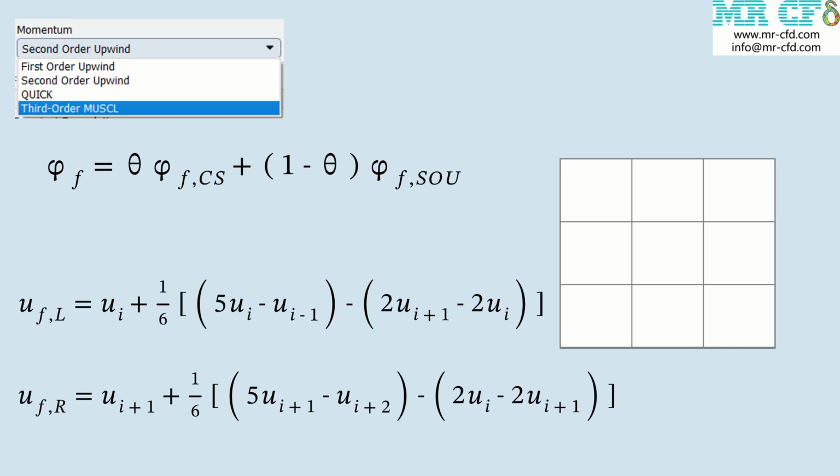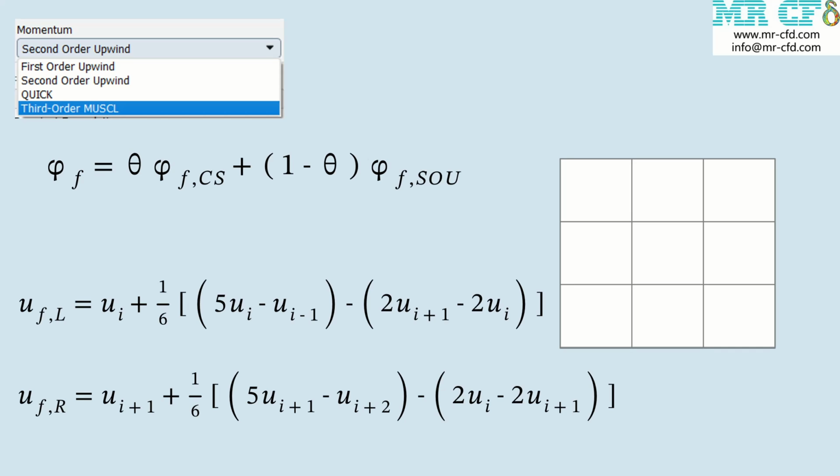In summary, to calculate the velocity at either the left or right side of the interface, the scheme utilizes velocity values from the three surrounding cells: the current cell, I, the previous cell, I minus 1, and the next cell, I plus 1. This multi-cell approach helps in capturing more accurate profiles across the face, especially in the presence of complex flow features.